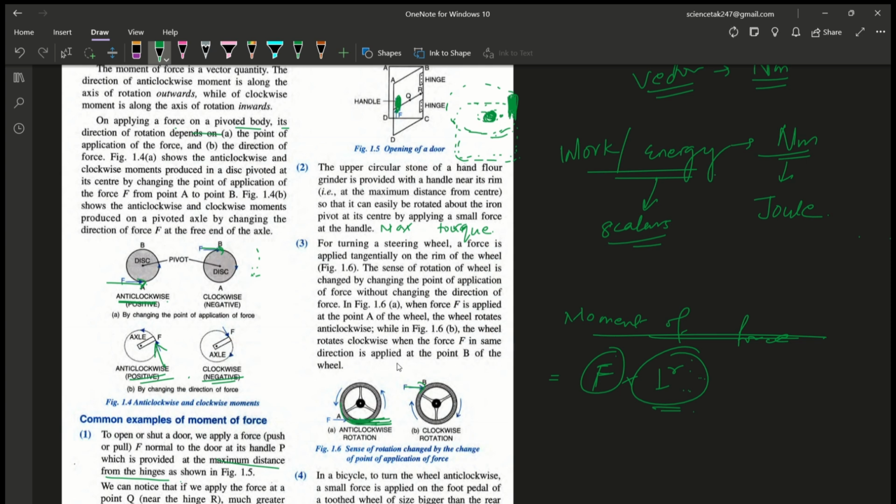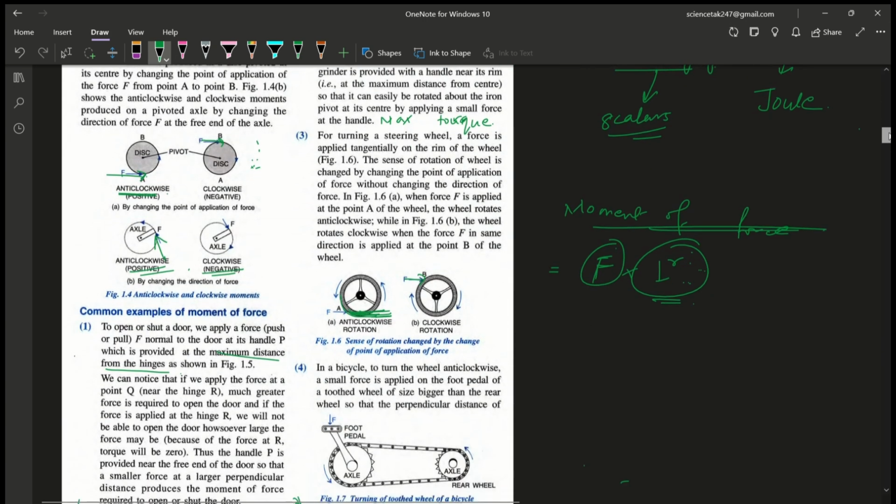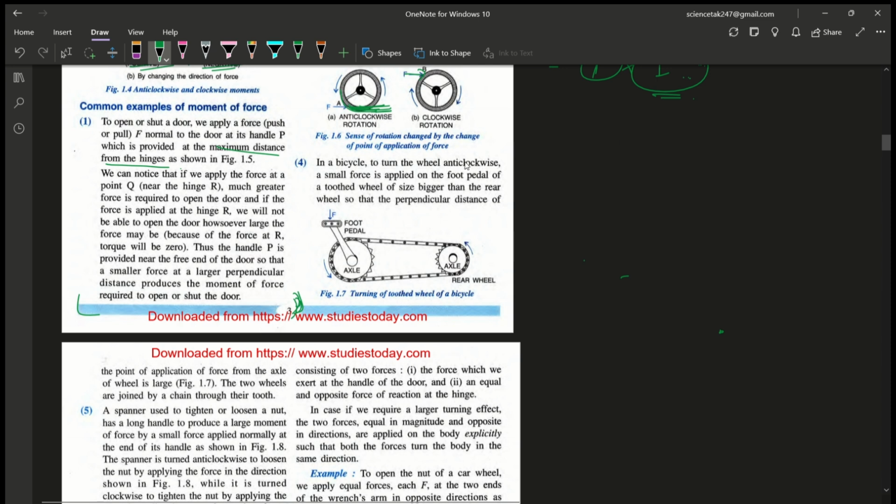So now, how does the direction of rotation change? The point of application of force, and the direction of application of force.